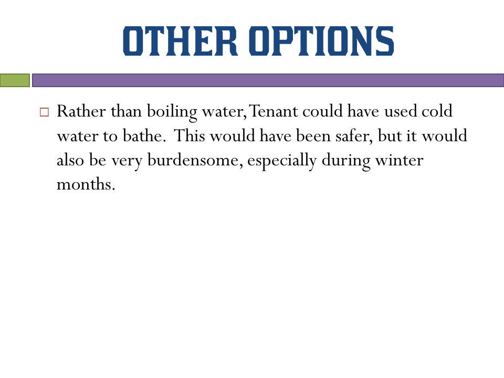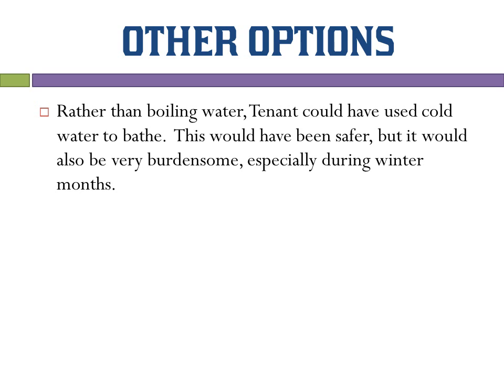So, you want to talk about whether these options are burdensome. You could say rather than boiling water, tenant could have used cold water to bathe. This would have been safer, but it also would have been very burdensome, especially when it's cold. So what's nice about that is now you're talking about the benefits and the drawbacks. It's kind of like a Hand analysis. In fact, it is a Hand analysis. You're comparing the costs and the benefits there.